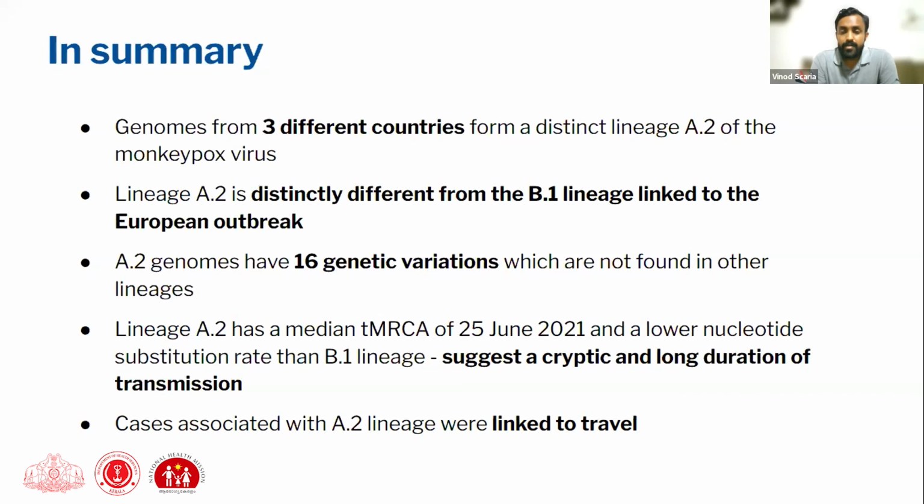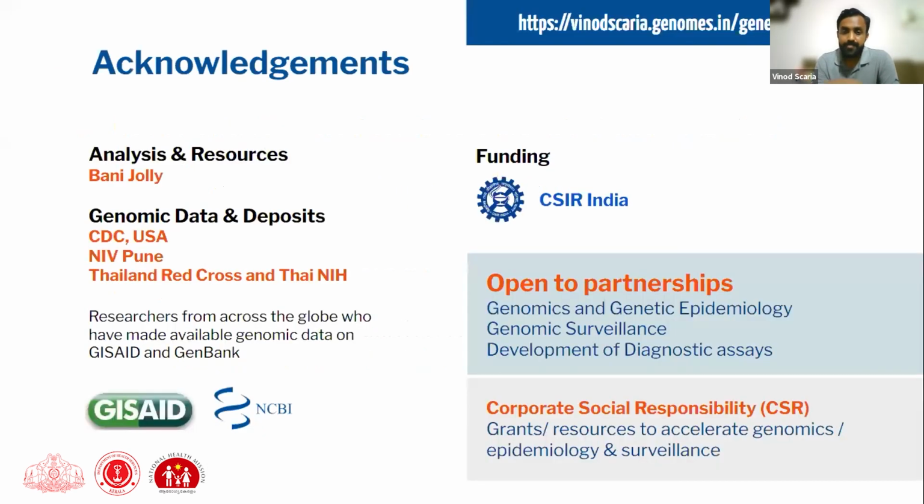And to make it more curious, in almost all cases, the two cases at least in India and at least one case in Thailand, were related to travel to a foreign country. So that necessarily means that there are some other foreign countries which also have clusters of the A2 lineage, and probably more sequencing and more studies could unravel the full picture.